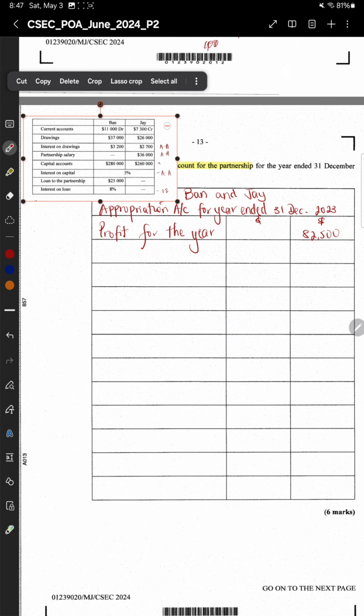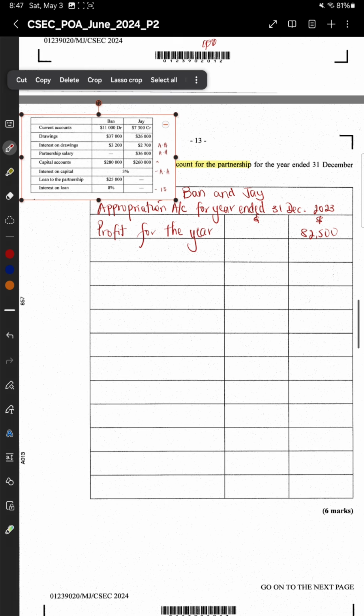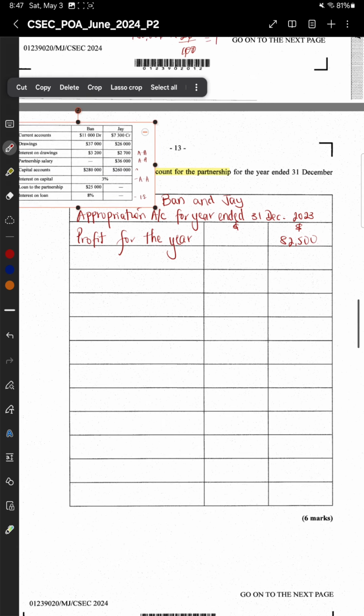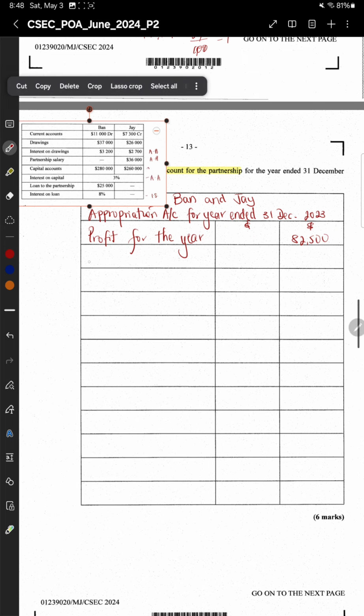Alright, so for the appropriation account, we have to get 3 sets of information. We have to add interest on drawings, we have to subtract interest on capital, and we have to subtract partnership salary if there is any. Then we share out the residual profit, or the profit that's remaining. So let's start with interest on drawings, because we have to add that, right?